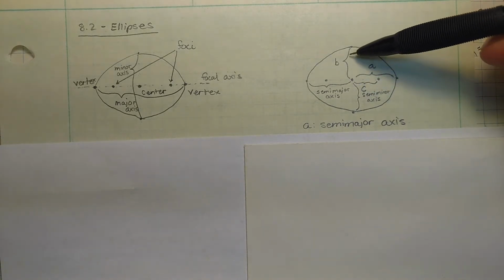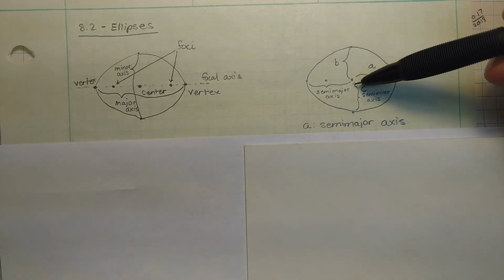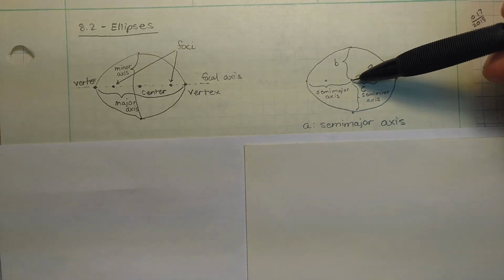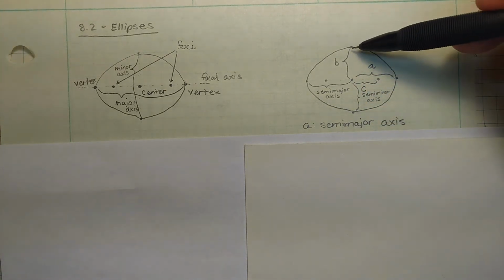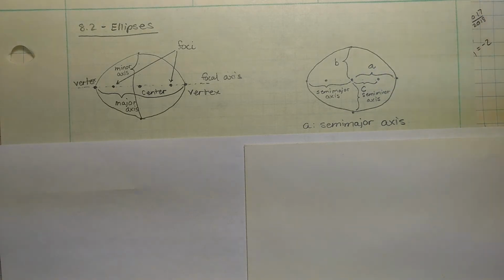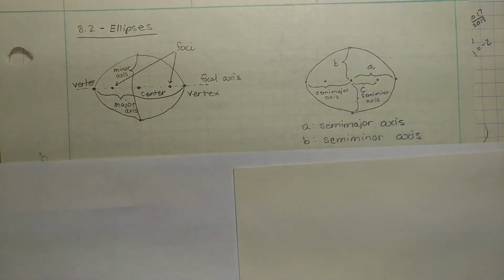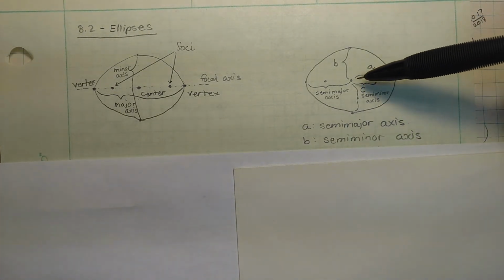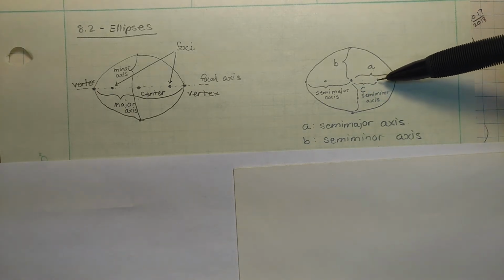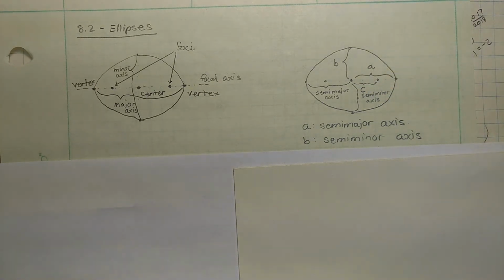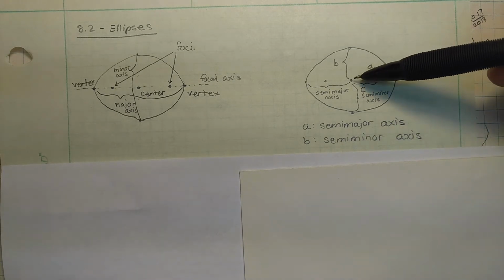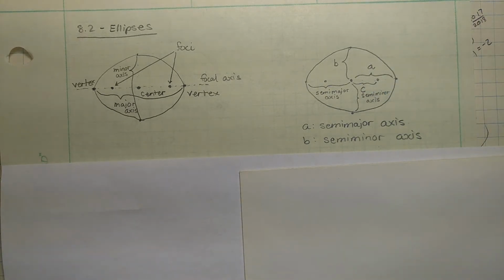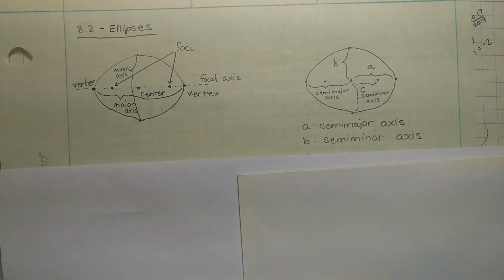B is what we would refer to as the semi-minor axis. It's the distance from the center to this endpoint here of the minor axis. So that's the semi-minor axis. And finally, C in our formula is the distance from the center to a focus. So we just call that C. We don't have a special name for it. I suppose you could call it focal length, but we don't normally refer to that as, but that's what our C is: it's the distance from the center to a focus.